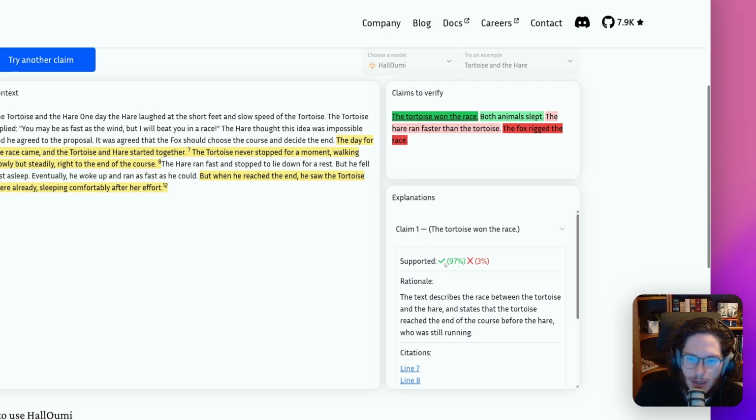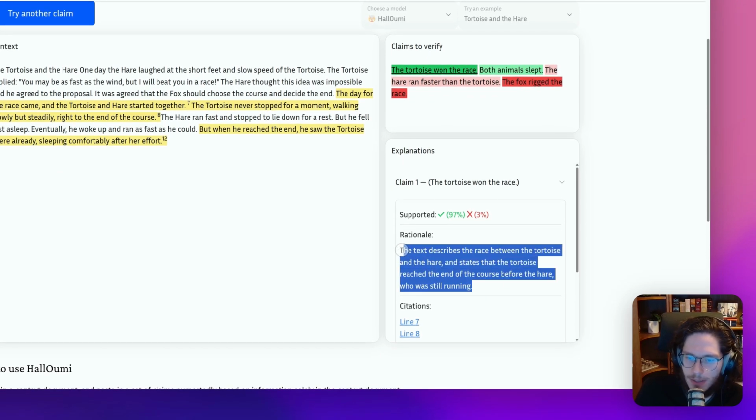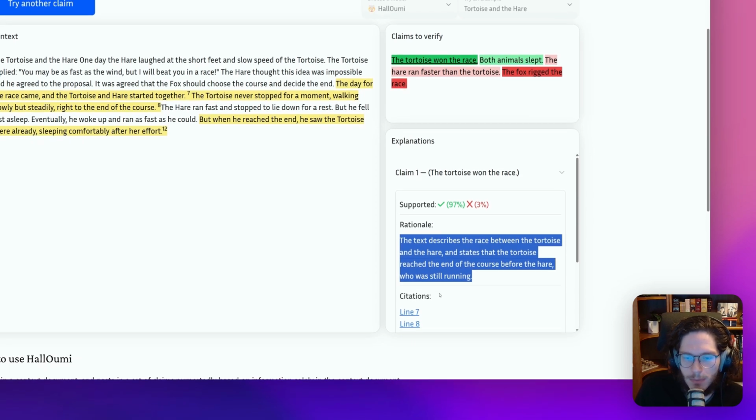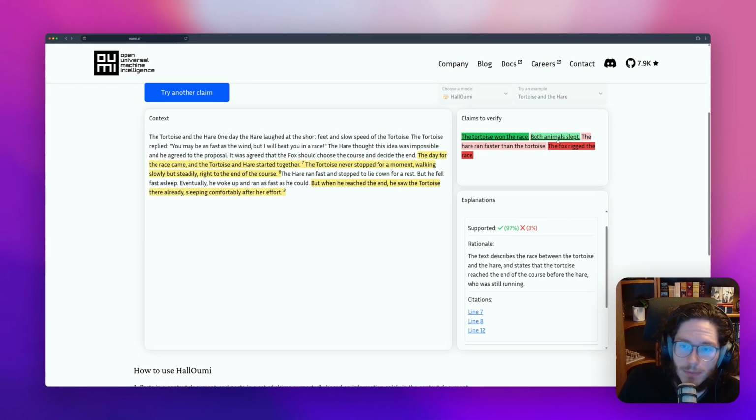So we can see Halloumi provides a support value of a 97% chance of being supported, a 97% confidence, and a 3% confidence that it's unsupported. And it gives a rationale, which is as I stated before. There's a race between the two, and the tortoise reached the end before the hare who was still running, and it provides those citations I mentioned earlier. And it does this for every claim.